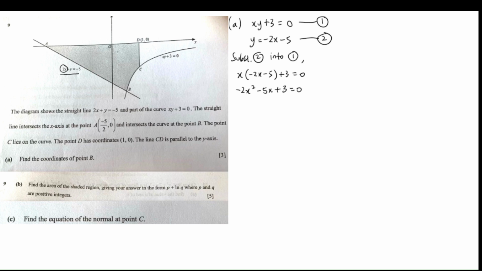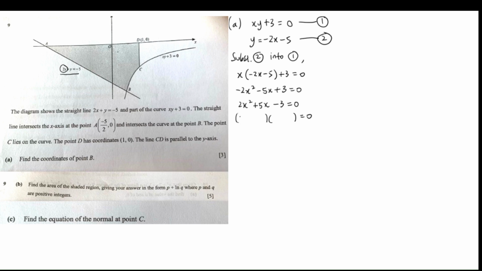Now, when I do factorization, I will usually prefer my coefficient of x squared to be positive. So I'll multiply negative 1 on both sides. So this becomes 2x squared plus 5x minus 3 equals 0. Then I'll start my factorization. Now, I know that many of you are able to do factorization with the help of your calculator. You can do that, of course, but you should also master the skill of factorization without using the calculator.